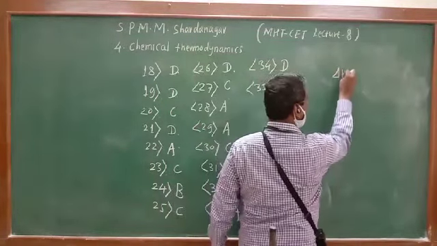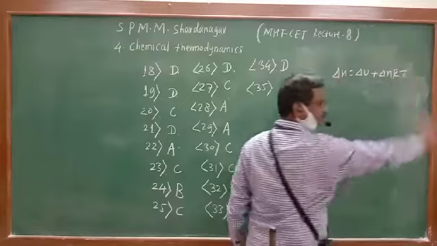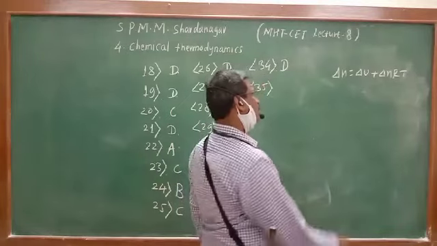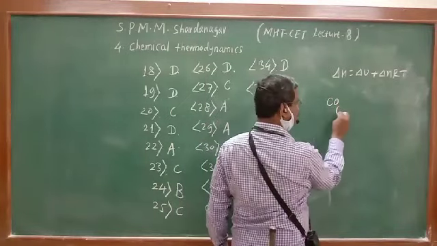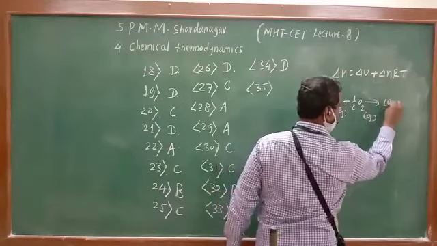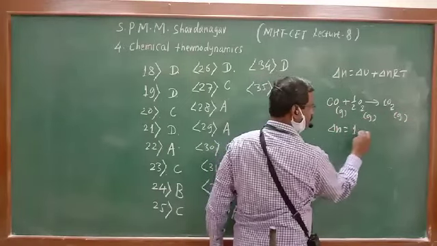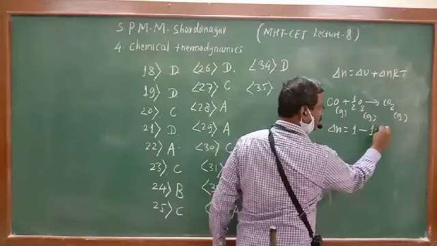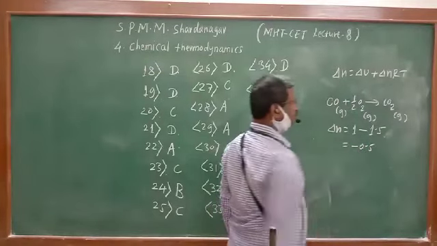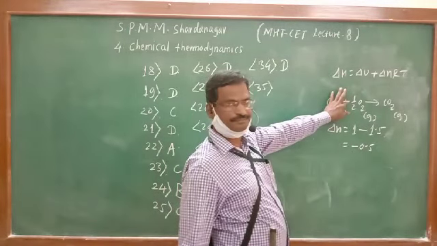Delta H, we know, is equal to delta U plus delta nRT. Right, this is the equation. If we have this reaction, carbon monoxide gas plus half O2 gas giving CO2 gas, what is delta n? Delta n is 1 minus 1.5, so it is equal to minus 0.5. Delta n is minus 0.5 for this reaction. Is it right?